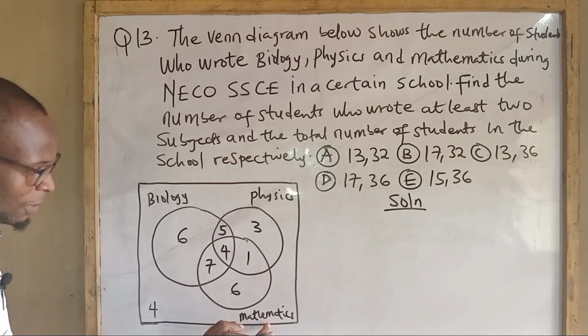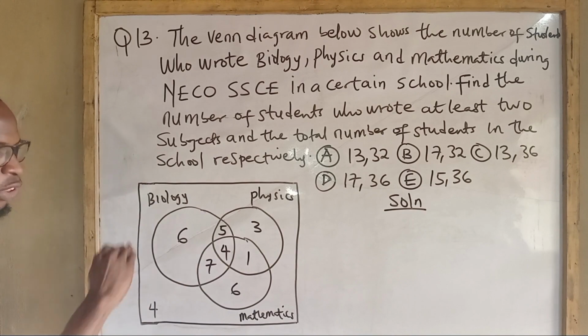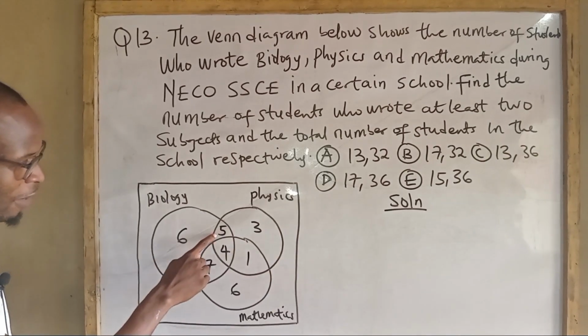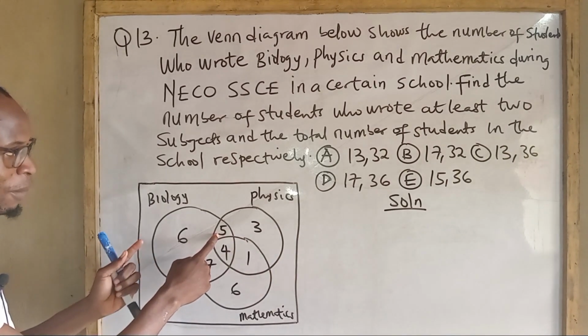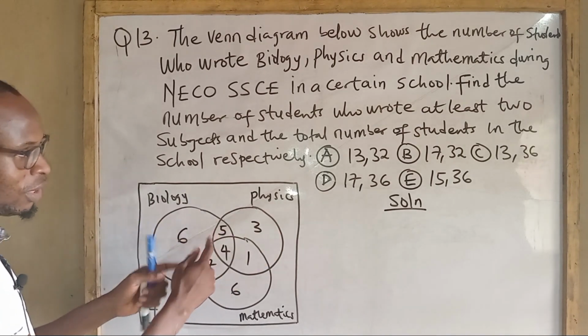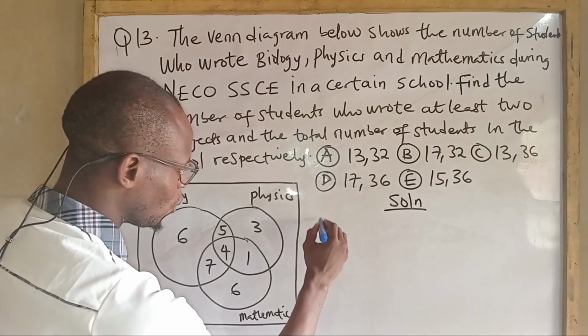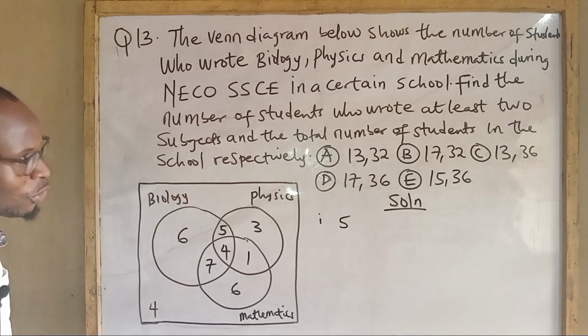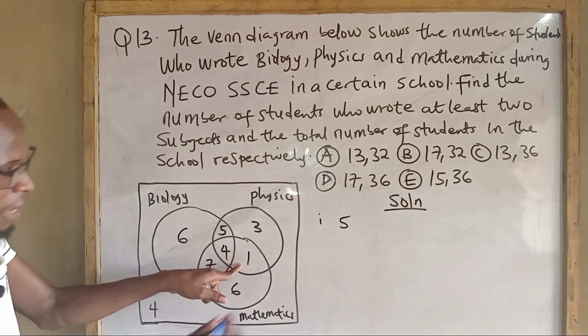Biology, physics, and mathematics. What number occupies 2 subjects? We have 5. You can see this 5 is the intermediary between biology and what? Physics. This is 5. That is occupying 2 subjects. So we write that. The first one is 5. And we are calculating for the first question.